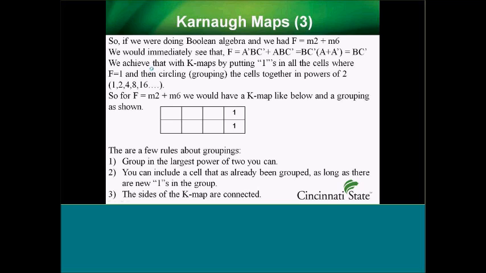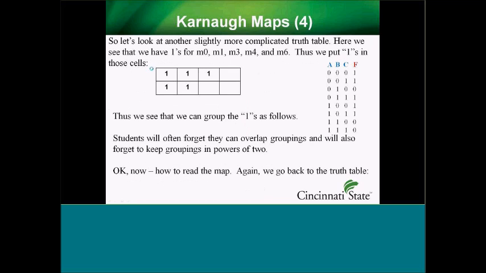And I tried it, and one of the things about it is that the students really like doing the K-map groupings because it's kind of like a game to some extent, which is great. It works out fine. But there are some ground rules for the game, which is that you want to group it to the largest power of 2 that you can. You can include any cell that's already been grouped as long as there are new ones in the group, and the sides of the K-maps are connected. So I tell them, okay, there's your grouping right there. It's only 2, so you group them together. That's fine, no problem. Let's look at another situation, which is this map.